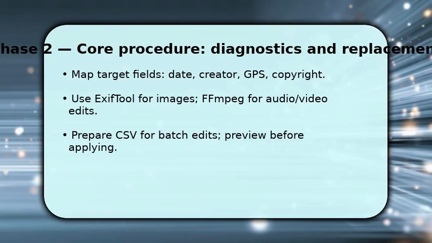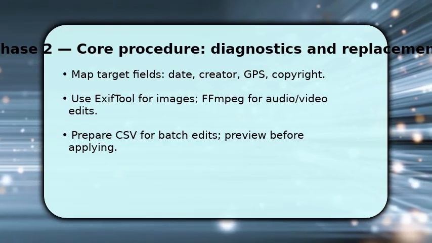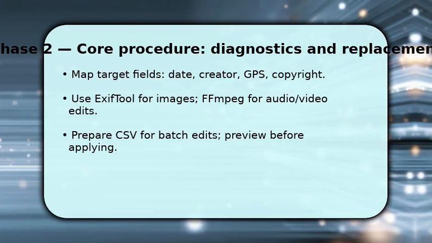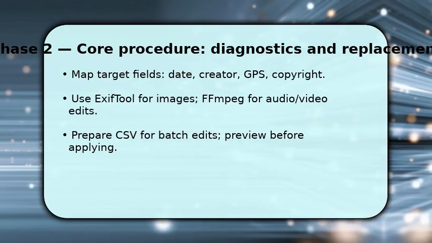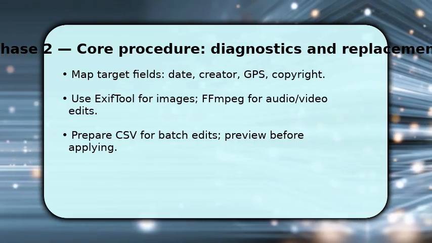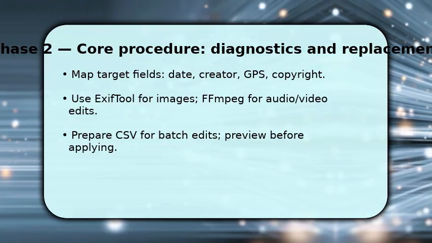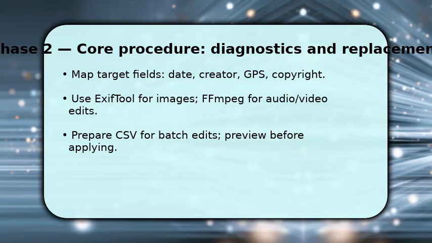You now perform the detailed edits with attention to structure and provenance. Begin by mapping each desired field to its exact metadata tag: date versus DateTimeOriginal, creator versus artist, because mismapping creates inconsistencies. For images, use ExifTool to write tags.